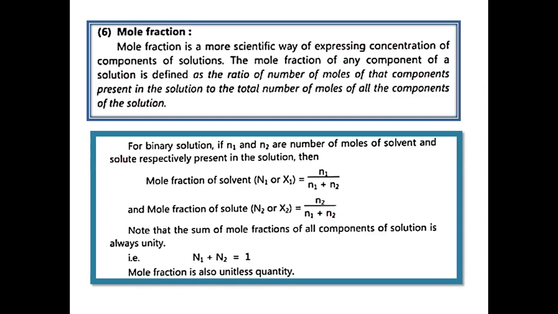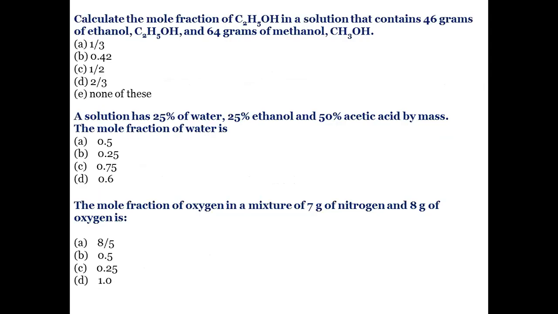To calculate the mole fraction of solvent, designated by X1, X1 is equal to N1 upon N1 plus N2, where N1 is the number of moles of solvent and N2 is the number of moles of solute. Similarly, the mole fraction of solute, X2, is equal to N2 divided by N1 plus N2. It is very important to note that the sum of mole fractions of all the components must be unity, that is X1 plus X2 must be 1. So mole fraction is a unitless quantity. These are the numericals we'll solve.